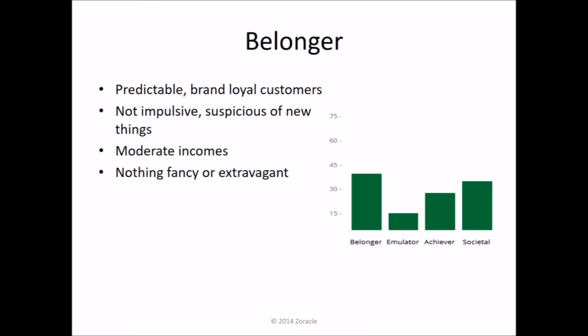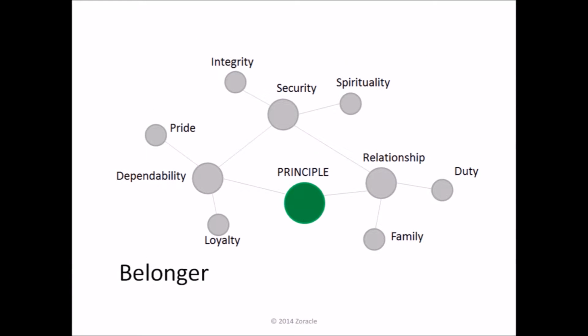They don't like things that are fancy and extravagant. They live within their budgets, and they will not be living in that house on the hill. Instead, within their budget is something that makes more sense for their family, and especially as that family grows. This is the perfect belonger that you're looking at right here.